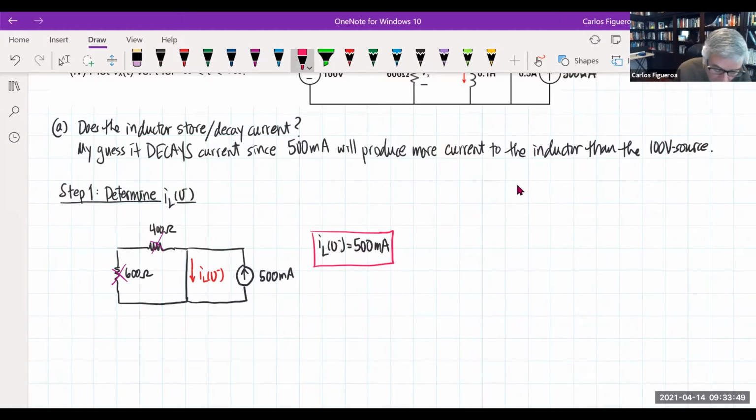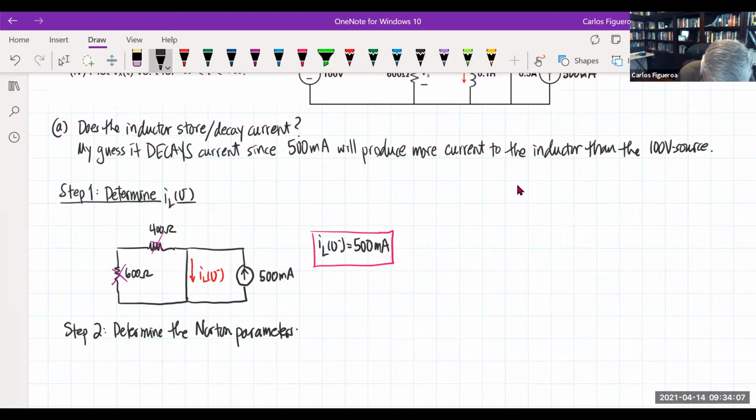So now the switch is thrown. When the switch is thrown, I now determine the Norton parameters. There's 3 of them: I short circuit, Rn, and 1 over tau. So let's go look at those guys.